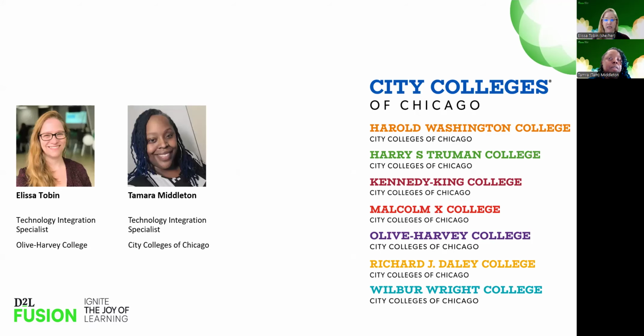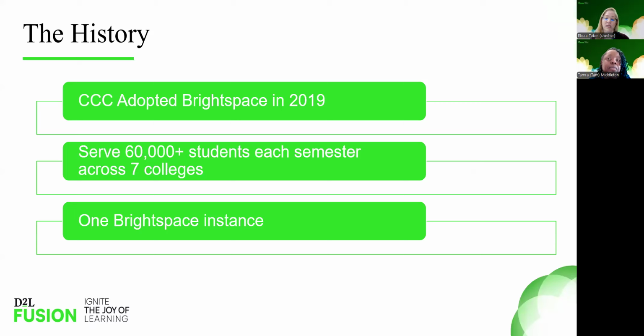My name is Alyssa Tobin, and I'm here with my colleague, Tamara Middleton, and we are technology integration specialists. And together, we support faculty and staff with effectively using Brightspace and other instructional technology tools at City Colleges of Chicago. City Colleges of Chicago is a 7-college system of individually accredited institutions. We adopted Brightspace in 2019, and we serve approximately 60,000 students each semester.